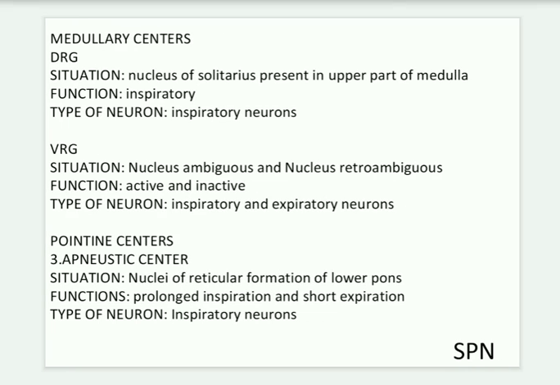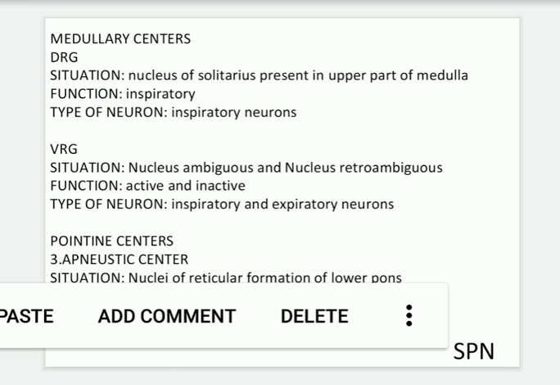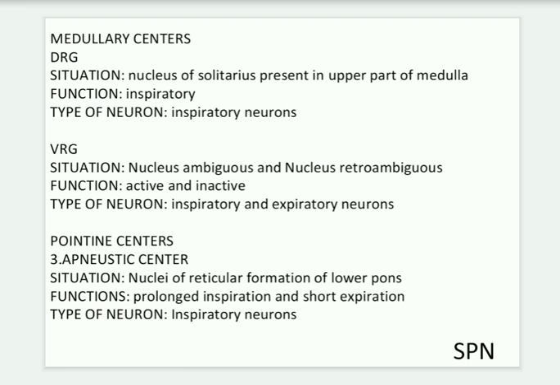If we go into the detail of the medullary centers, DRG: its situation is the nucleus of tractus solitarius, present in the upper part of the medulla. Its function is always the inspiratory ramp; it is autorhythmic and always active. Type of neuron, inspiratory neuron. And VRG: its situation is nucleus ambiguus and nucleus retroambiguus, and the function is active and inactive during forced or quiet breathing. Type of neuron is inspiratory and expiratory neurons.